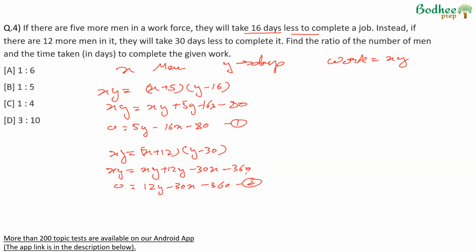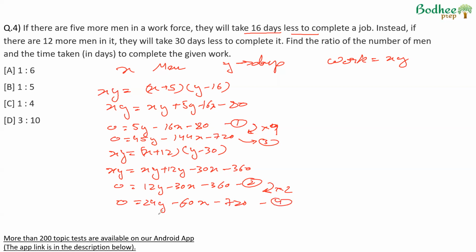ratio between X and Y, what we do is we make the constant term equal. So multiply equation 1 by 9, 9 times 80 is 720. 0 will be equal to 45Y minus 144X minus 720. Multiply equation 2 by 2, 0 equals 24Y minus 60X minus 720. Let us call this equation 3 and this equation 4.